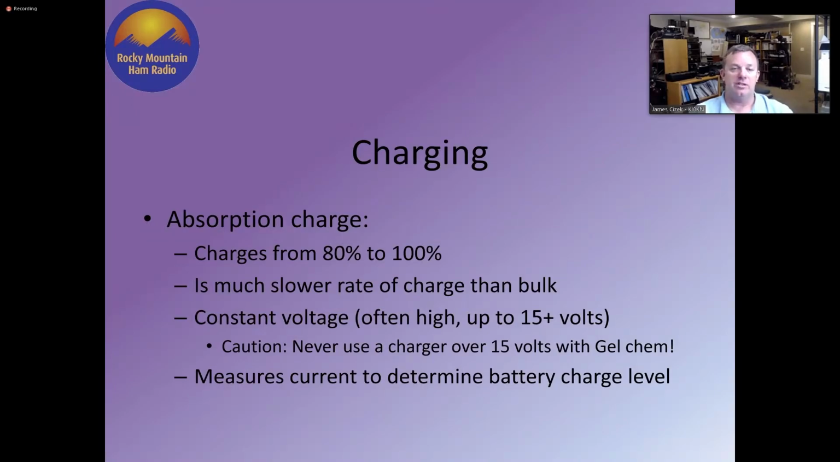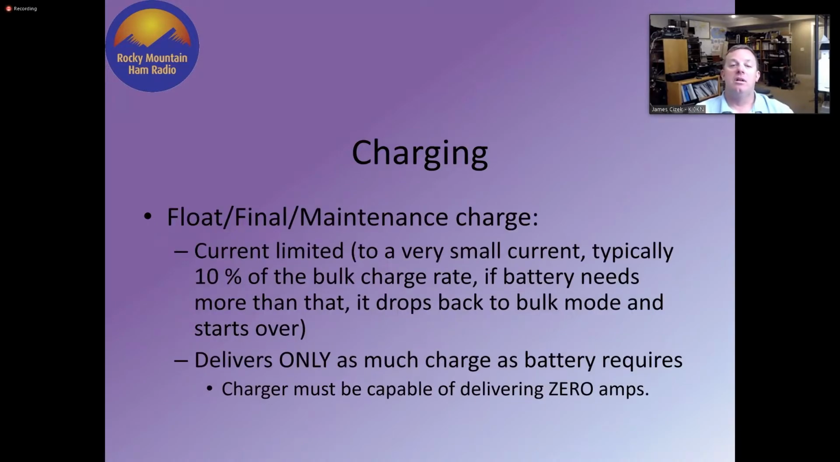And so at this level, since we have a constant voltage, now we just measure the battery's ingest of current to determine where it's at in that 80 to 100% level. Finally, we switch to the float or maintenance. And this is current limited and usually no more than 10% of the bulk charge rate. If it needs more than that, the cycle will drop back and start bulk, absorption, and float again.